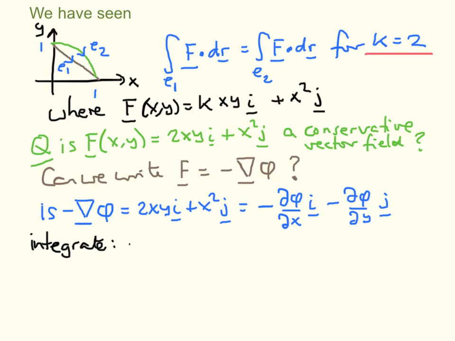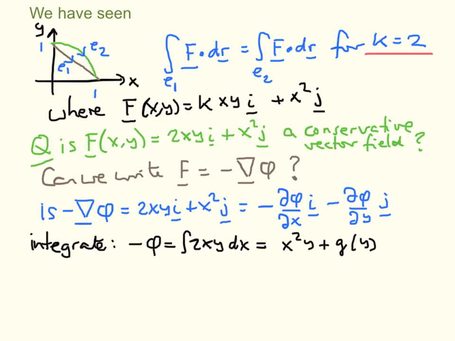minus phi is going to be the integral of 2xy with respect to x, and that's going to be x squared, and then over 2, but that will cancel with the 2 here, so we're just going to get x squared y, and then that could be plus a constant, and the constant could be anything that doesn't depend upon x, so I'll call it g of y.